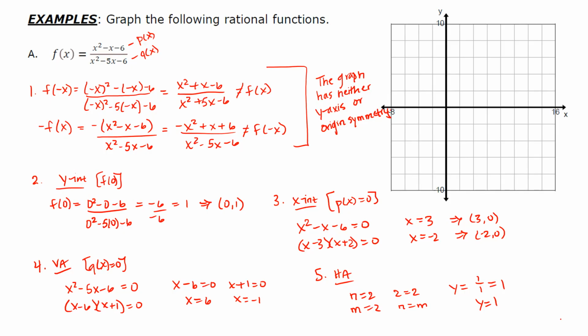Okay, so we can graph this, and our units are going 2, 4, 6, 8, 10, so it's going by 2. So let's draw our vertical asymptotes first. So we have 6, and then we have negative 1. And then we have y equals 1.